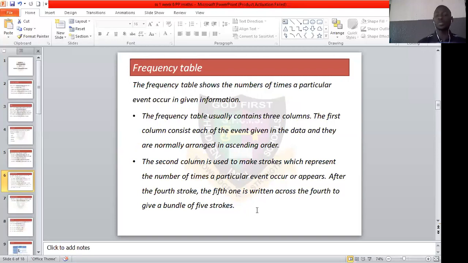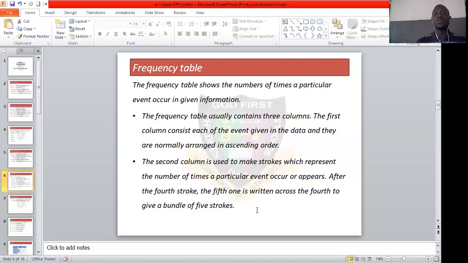That's why you prepare your frequency table, and it makes it easy to interpret information. If you are given raw data, I believe we know what raw data is. It's a collection of data that are randomly arranged. And I want you to know something. The purpose of a frequency table is to get the orderly arrangement of data. Because when you are given raw data, they are randomly arranged, they are scattered. So a frequency table shows the number of times a particular event occurs in a given information.